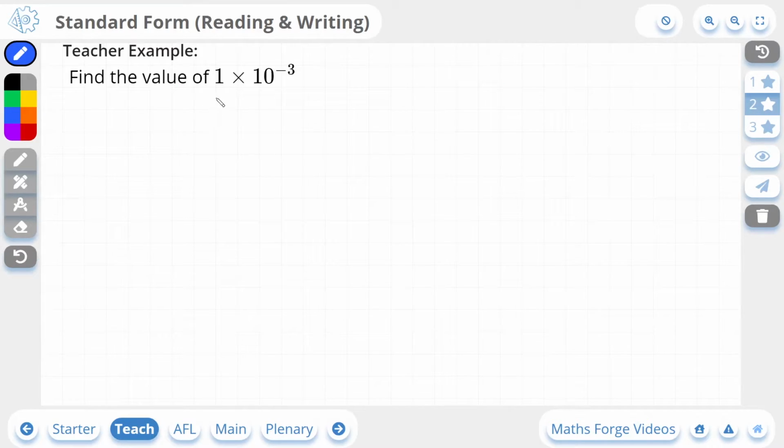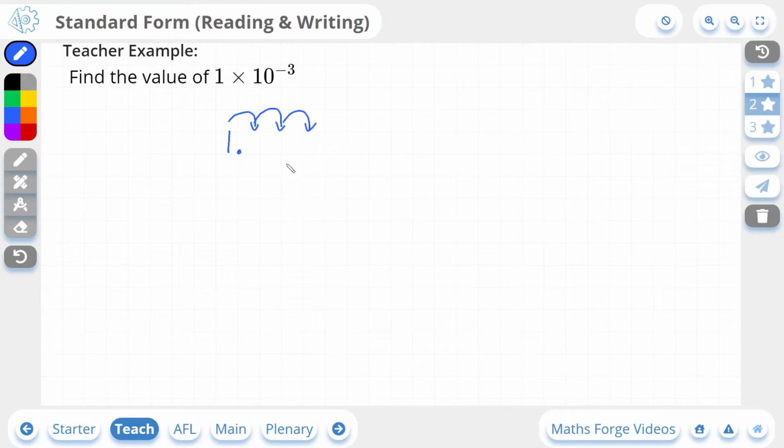Now let's do a Two Star example. We're being asked to find the value of 1 times 10 to the power of negative 3. So how we approach this question is we first begin by writing our 1 and a decimal point to the right of it. And then we know that this value is going to be a small value because the power is negative. And this 1 is going to move 3 spaces to the right. So it's going to go 1, 2, 3.